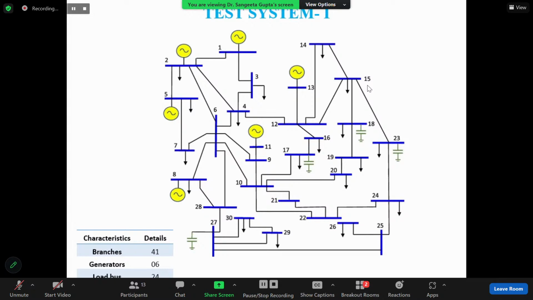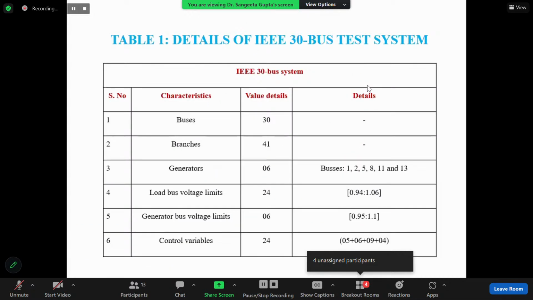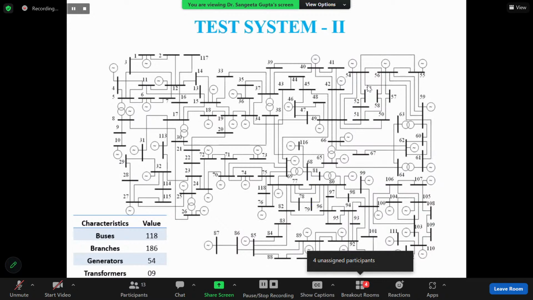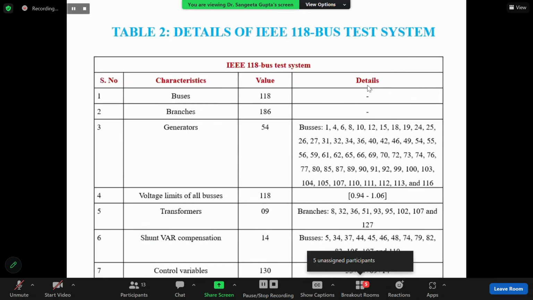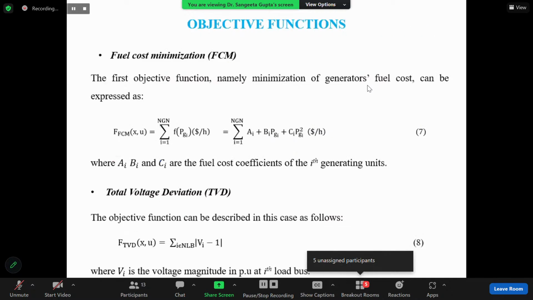And we have tested this algorithm on the first test system, which is IEEE 30 bus, which consists of 41 branches, 6 generators, 24 load buses, and 24 control variables, as you can see in the diagram. These are the complete details of the system. And the second test system is IEEE 118 bus test system, which consists of 118 buses, 186 branches, 54 generators, 9 transformers, and shunt VAR of 14. So these are the complete specification of the second test system.